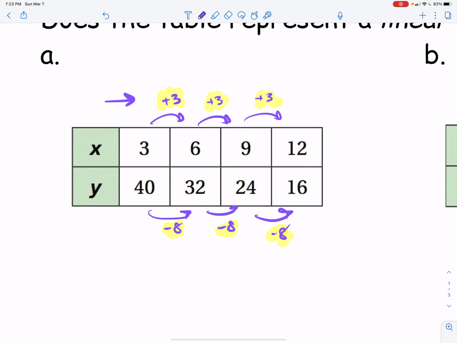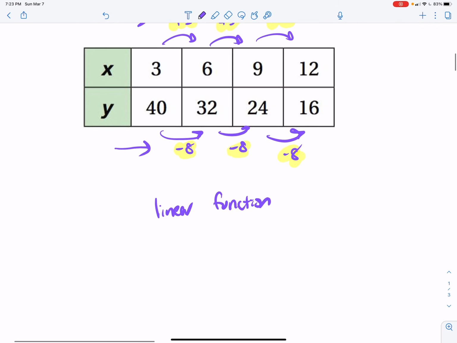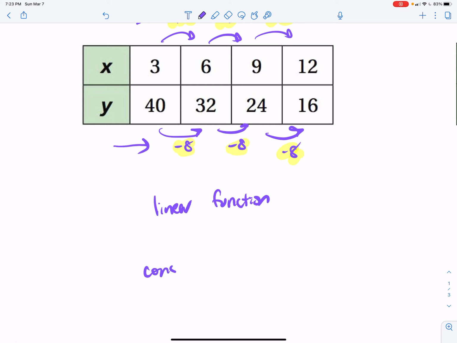In my x's, I'm going up by the same amount. My y's, I'm going down by the same amount. So this is a linear function. Even though they're going up and down by different values, that's okay as long as they follow a pattern. And to explain, you could write constant rate of change.